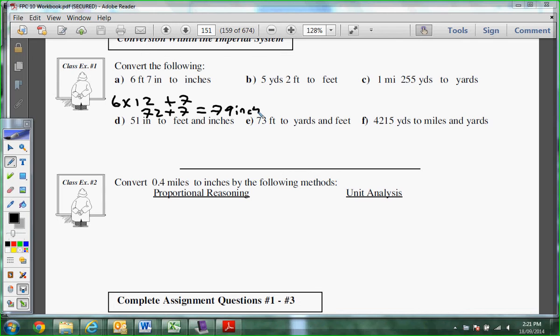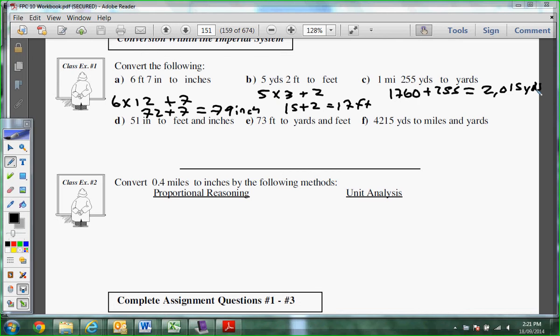Five yards and 2 feet to feet. How many feet are in a yard? 3. So 5 times 3 plus 2, 15 plus 2, 17 feet. Good? 1 mile and 255 yards. How many yards are in a mile? 1,760. So 1,760 plus 255. Okay, and that equals what? 2,015? Okay, good.